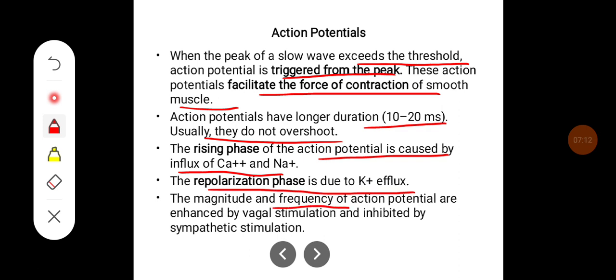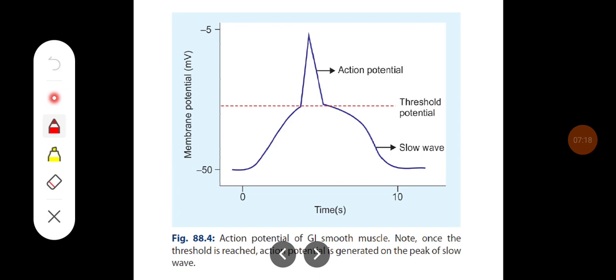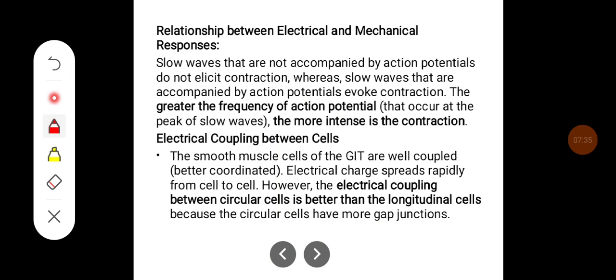The magnitude and frequency of action potential are enhanced by vagal stimulation and inhibited by sympathetic stimulation. So this is the diagram showing the action potential in the GI muscle. Note that once the threshold is reached, the action potential is generated on the peak of the slow wave. So this is called as spike wave.